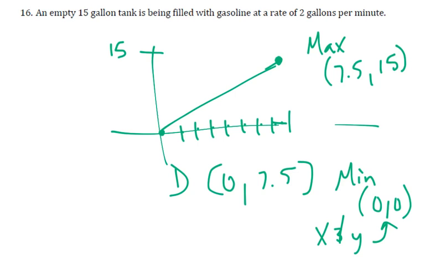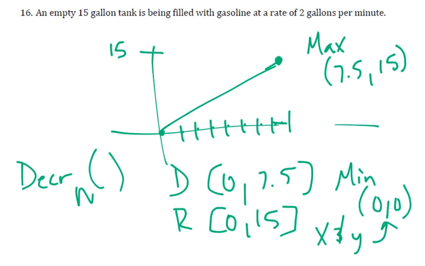Okay, so our range would go from 0 to 15. That would be the gallons. Domain was the time. Range was the gallons. It's never decreasing, so decreasing would be that empty set or just never. And increasing would be the same as the domain.